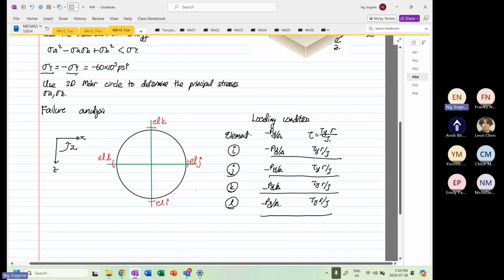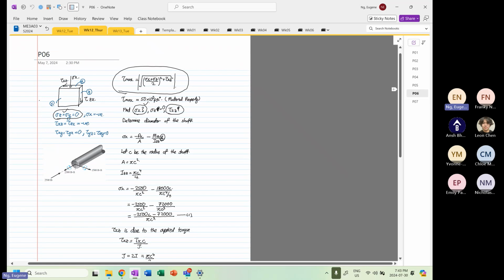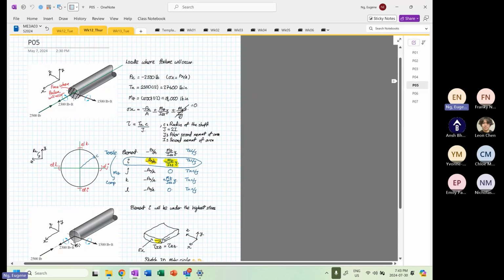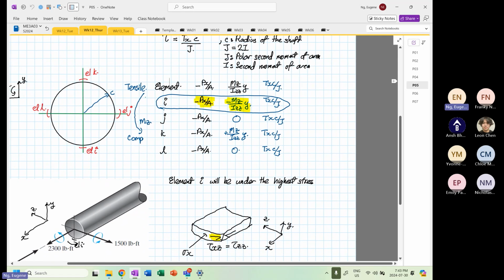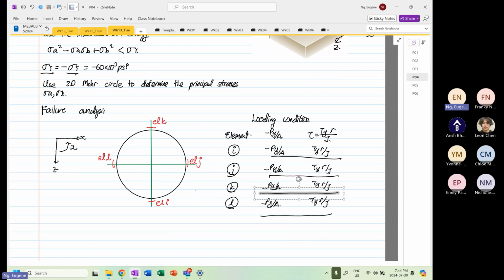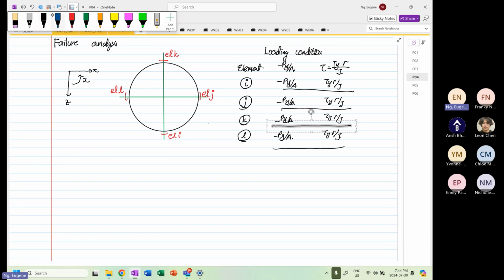There are cases that I've done last week, for this case over here, they're not the same. If you look at element loading, they're not the same. This is last week, the loading conditions are not the same. For this week, this example, the loading conditions are all the same. So it does not matter which element we select. We just pick any element. So I want to pick our element I.